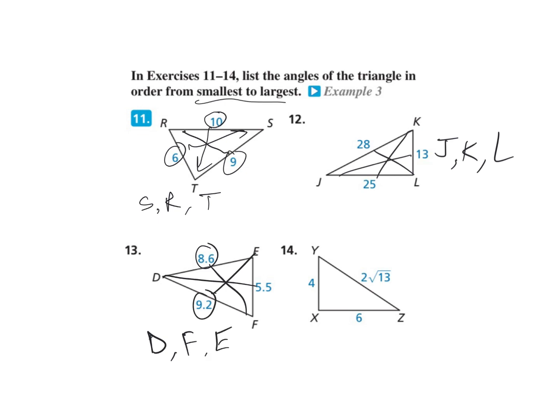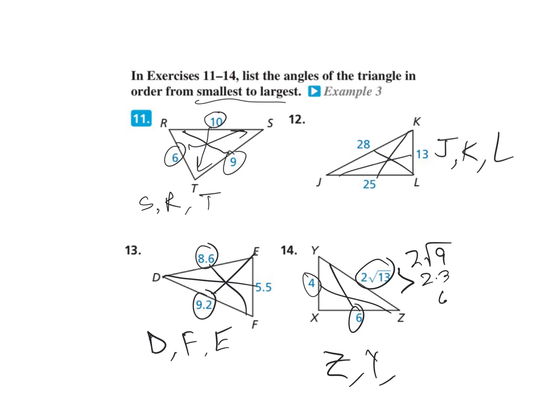And the smallest side for number 14, you'd have to figure out what 2 times the square root of 13 is. Well, you don't really need a calculator. 2 times the square root of 9 is 2 times 3, which is 6. And so 2 times the square root of 13 must be bigger than 6. Okay? If it's bigger than 6, then this is our biggest side. So opposite the smaller side would be Z, then 6, which would be Y, and then X. X is bigger than 6. The opposite side is bigger than 6.